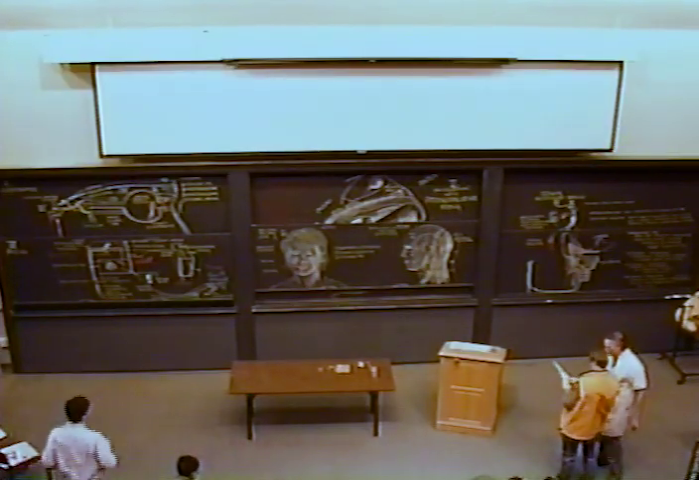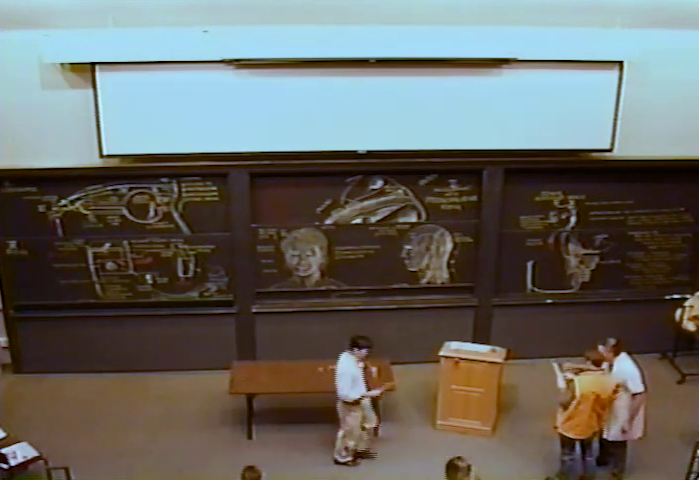Sir. This branch right here is the external laryngeal. Right. And this one is the internal.